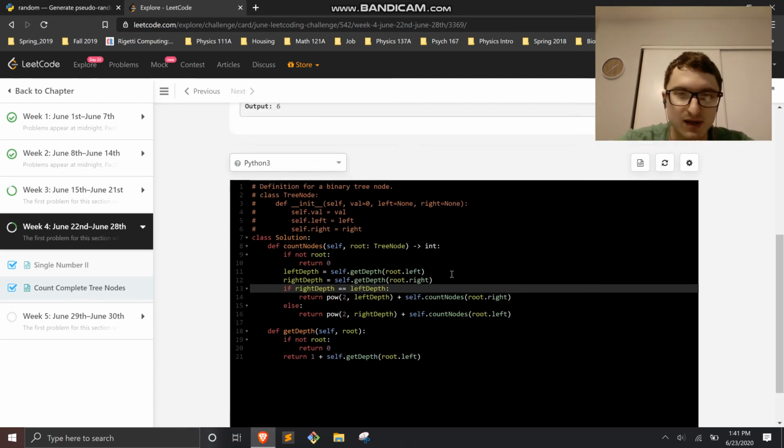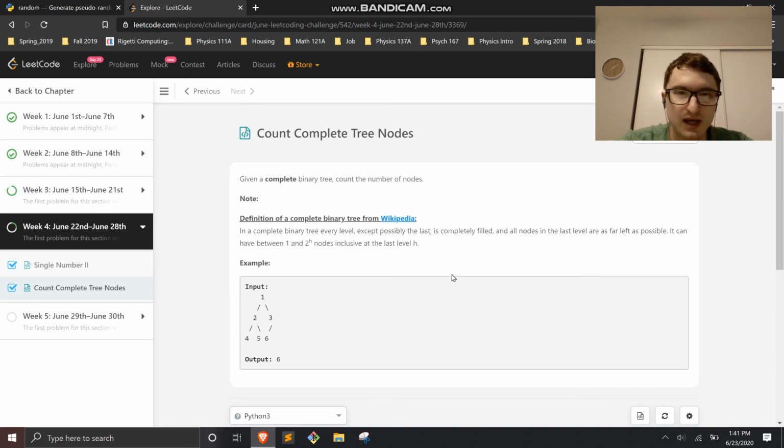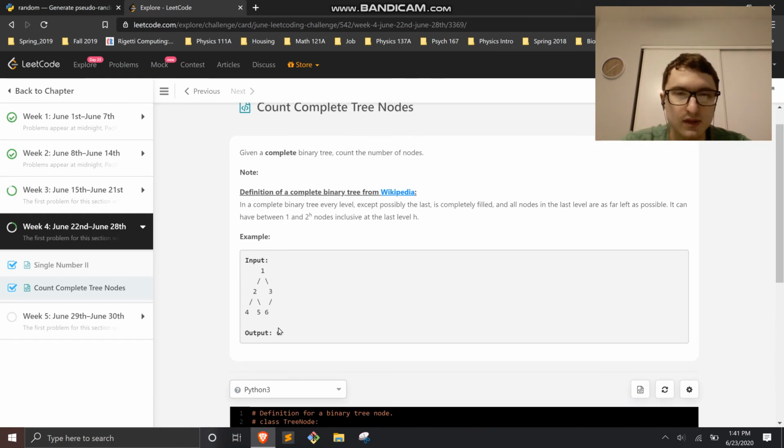The problem is just asking, you're given a complete binary tree. Here's a complete binary tree. A complete binary tree will fill in each level, except the last level may not be full of nodes. So it's missing a node right here, but this is complete, and you fill from left to right. So for instance, if you want to count the number of nodes here, you count 6.